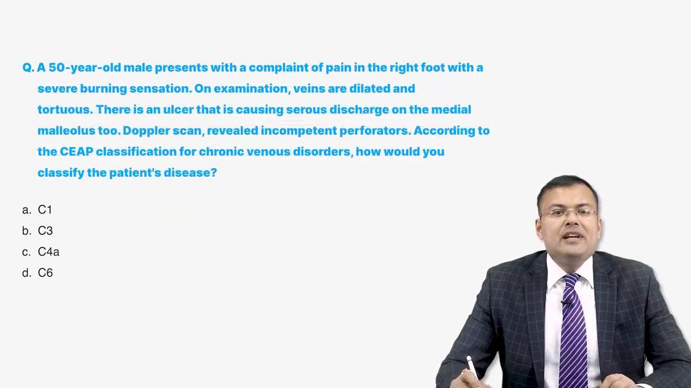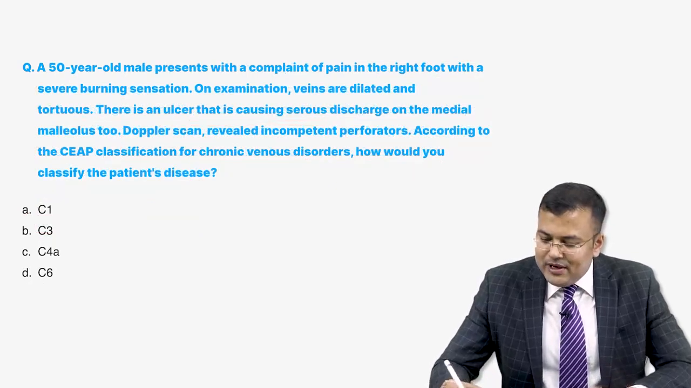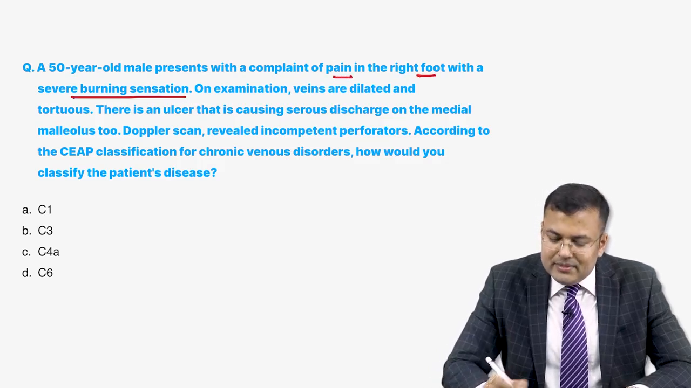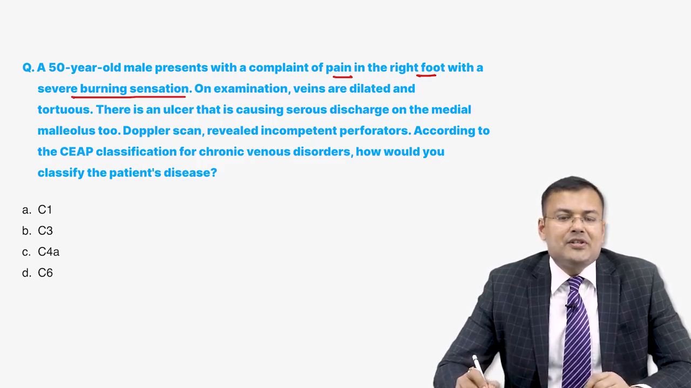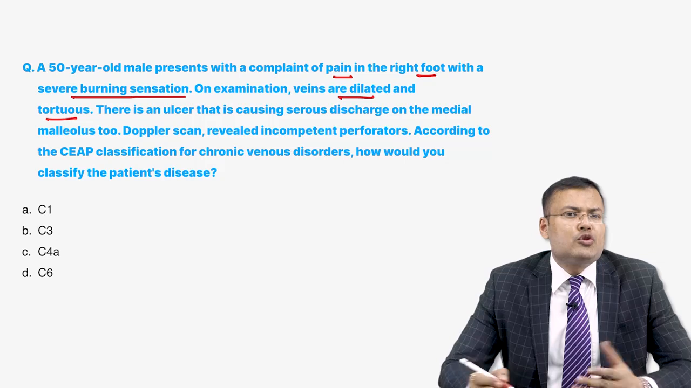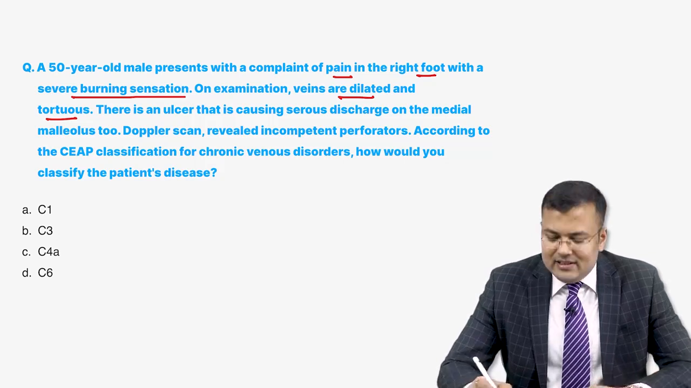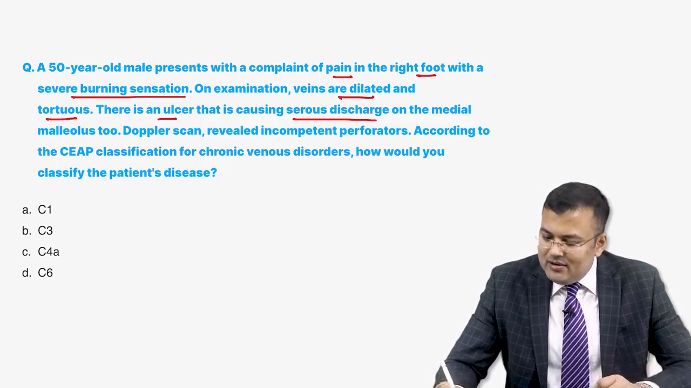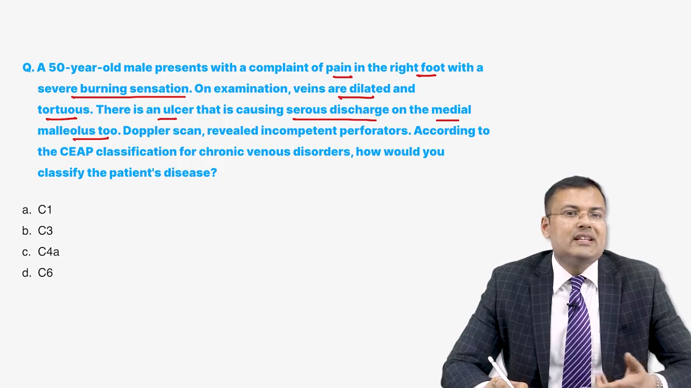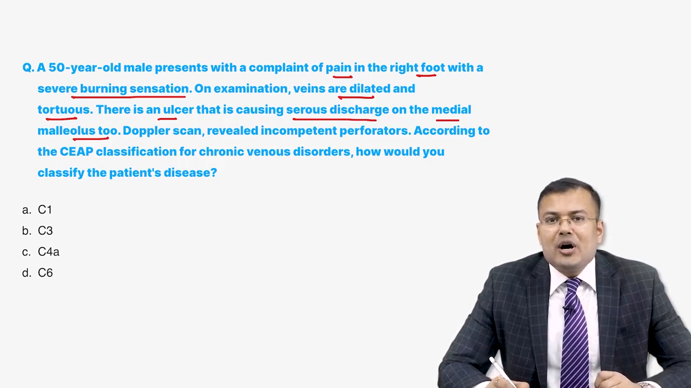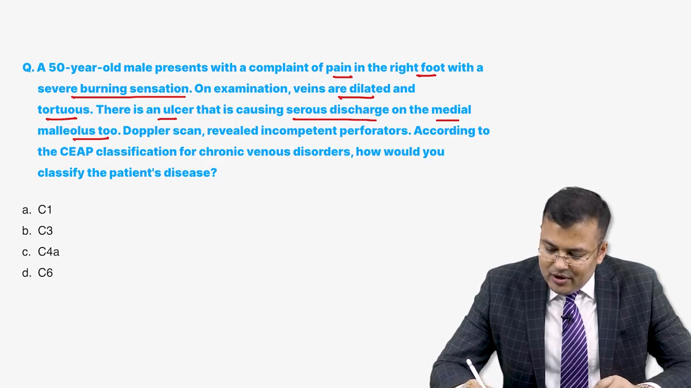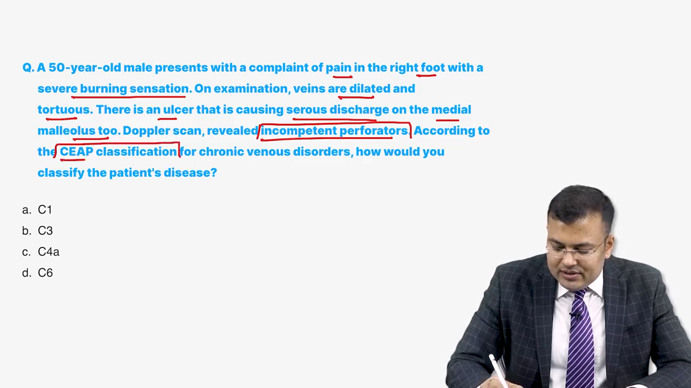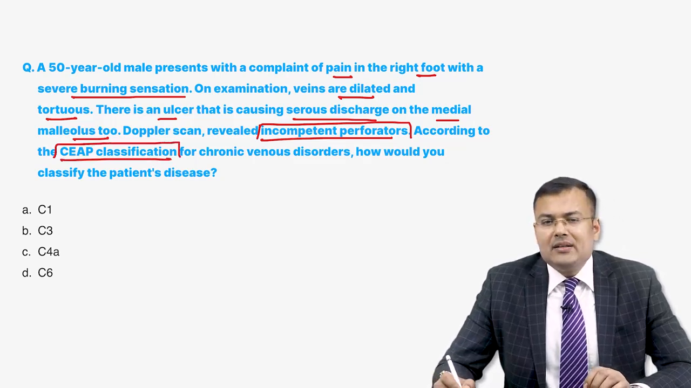Next, 50 years old male presents with complaint of pain in the right foot with severe burning sensation. On examination, veins are dilated and tortuous. So patient is having varicose vein. Ulcer means varicose ulcer. There is serous discharge exactly on the medial malleolus. You can see it is located in the gaiter area. Doppler scan revealed incompetent perforators. Now, according to CEAP classification, how would you classify the patient's disease?